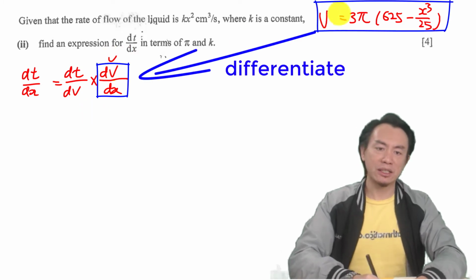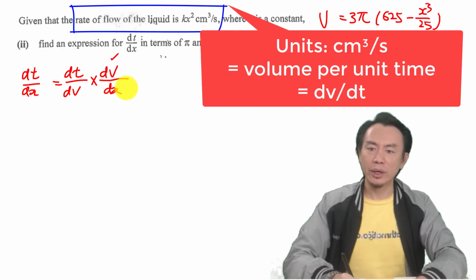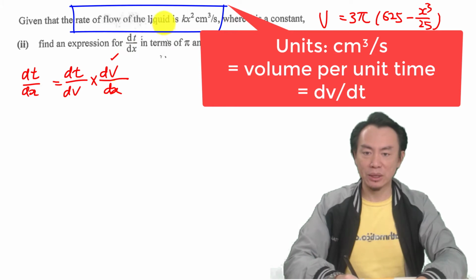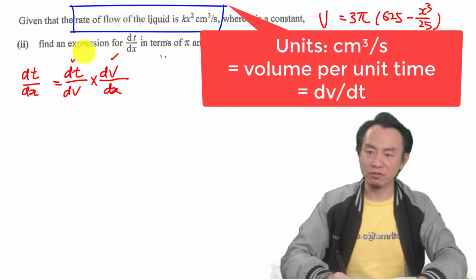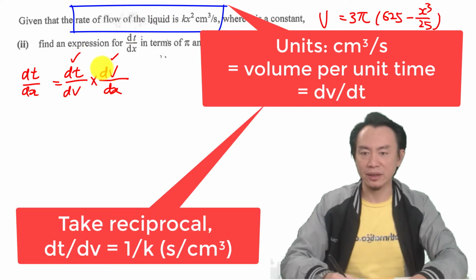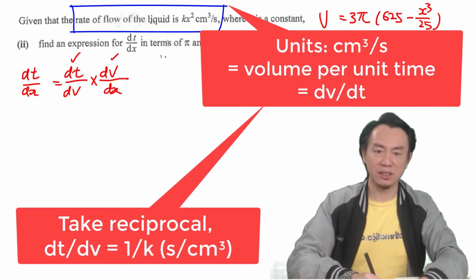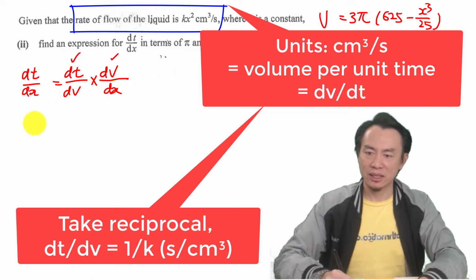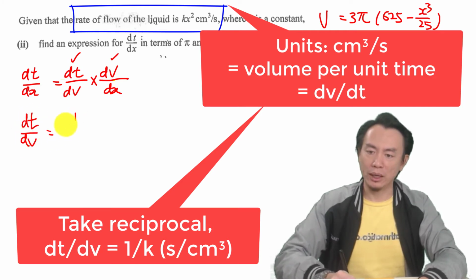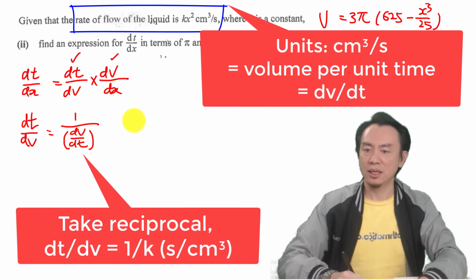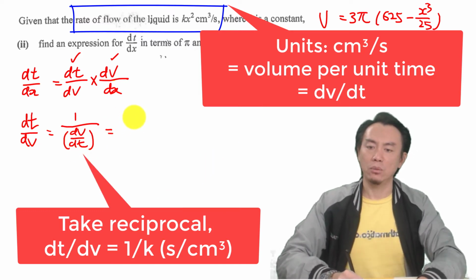dv/dx, we can just differentiate this. The rate of flow of the liquid is kx squared cm cubed per second. That's the dv/dt, but 1 over that, right? So dt/dv is in fact 1 over dv/dt. So I'll just write it here. dt/dv is equal to 1 over dv/dt. Yeah, so that's actually 1 over kx squared cm cubed per second.